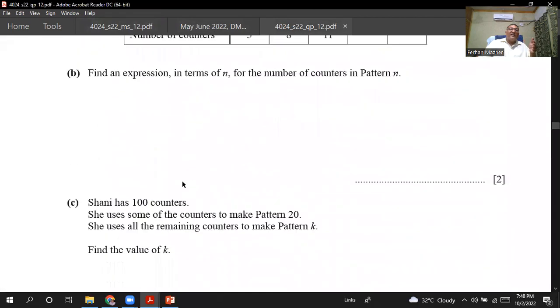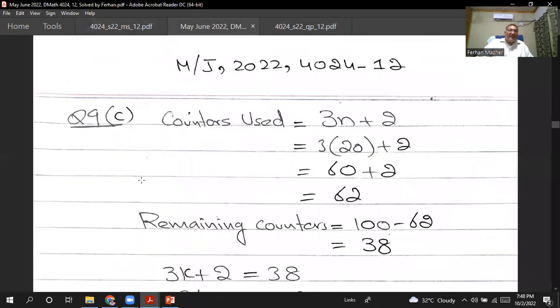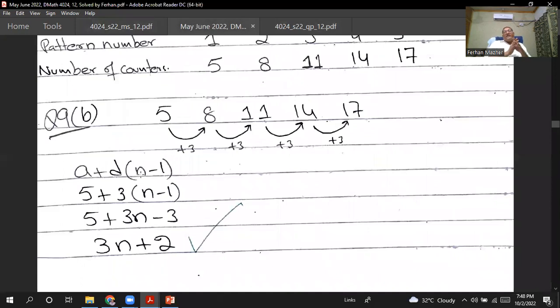Okay, so we are going to the next question. It says find an expression in terms of n for the number of counters in pattern n. If your sequence is such that a certain number is being added or subtracted to get the next term, for example, here to 5 you add 3, you get 8. To 8 you add 3, you get 11. To 11 you add 3, you get 14. To 14 you add 3, you get 17.